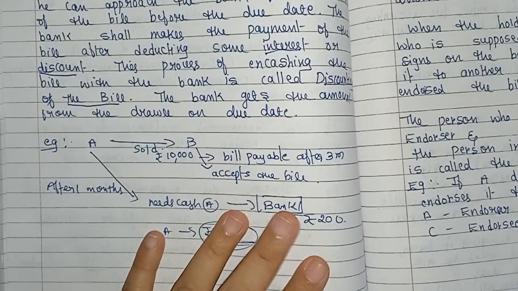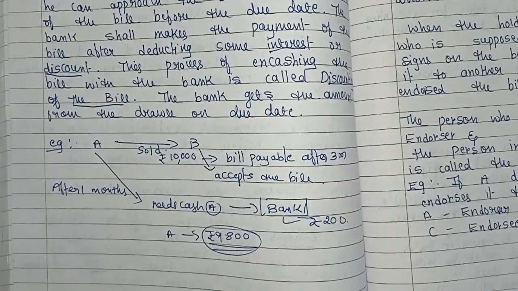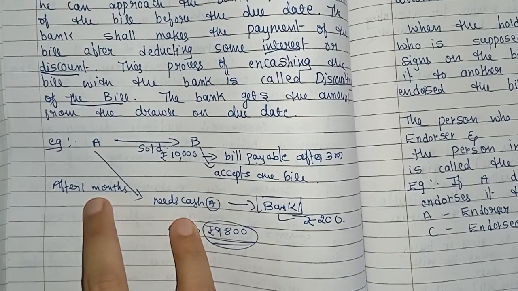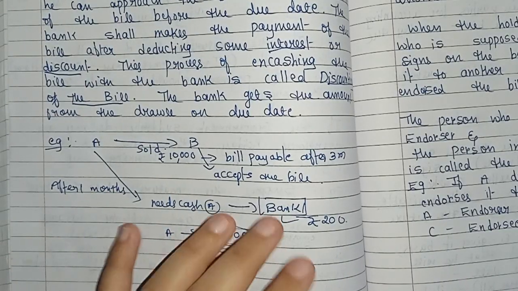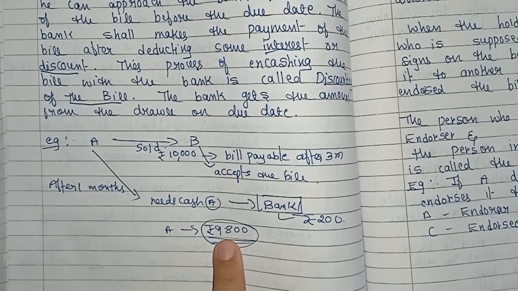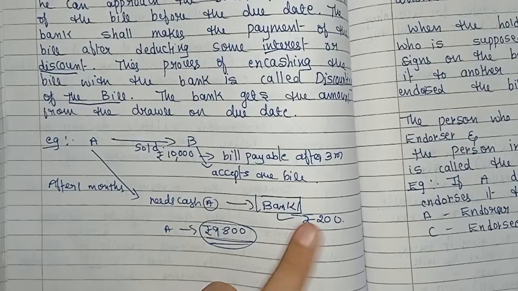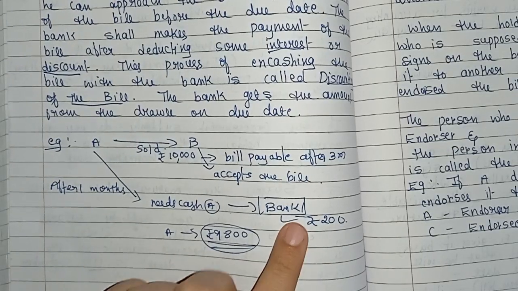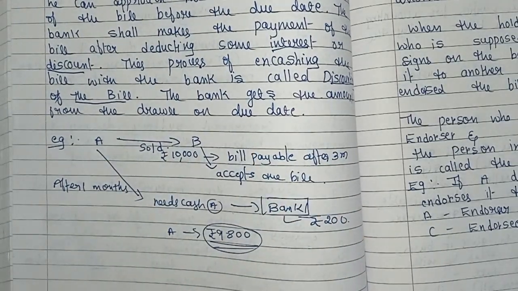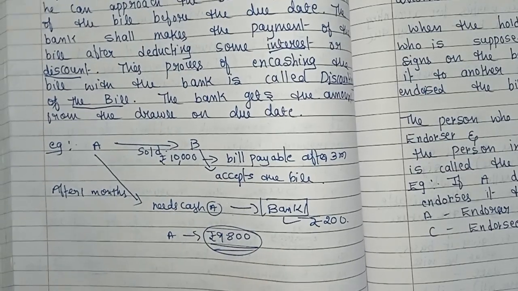So in our example, A holds a bill of rupees 10,000 payable after 3 months. But after 1 month, A takes the bill to the bank and the bank gives rupees 9,800, and that rupees 200 is deducted as bank discount. It means that rupees 200 is the interest for using the bank's money for the next 2 months. Clear? So I hope discounting of bill is clear to you all.